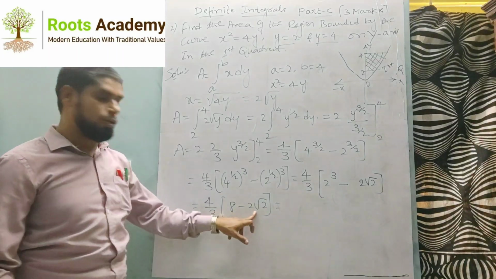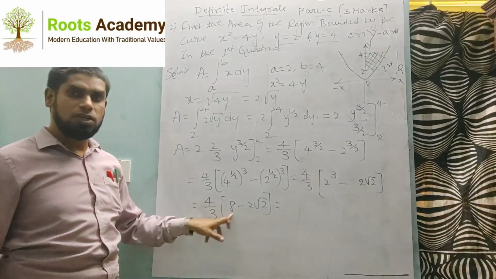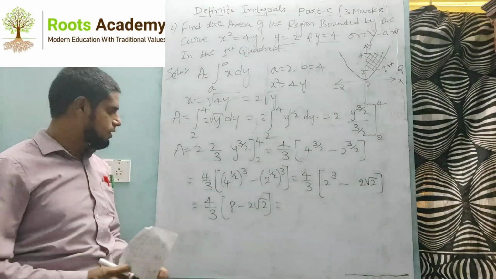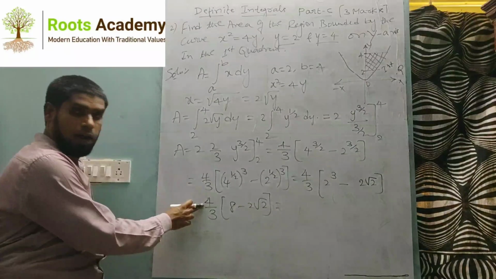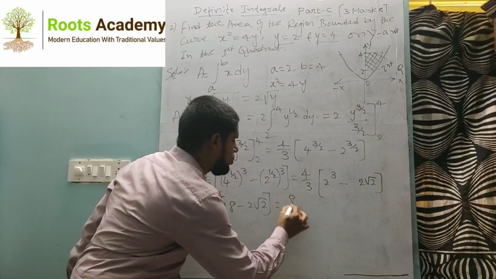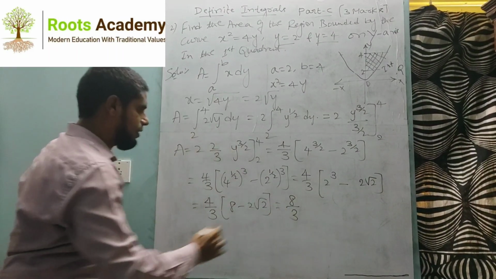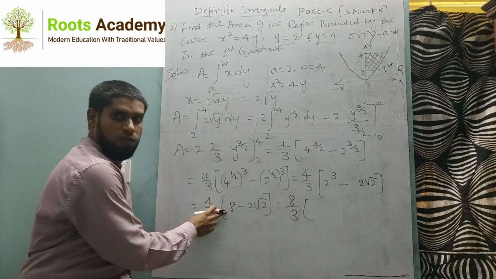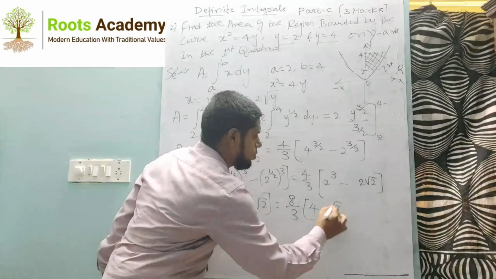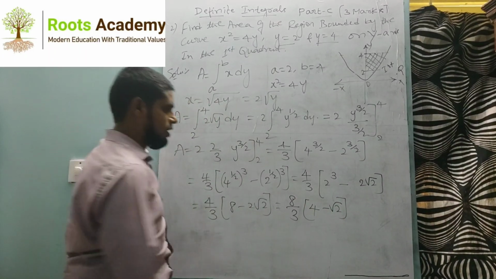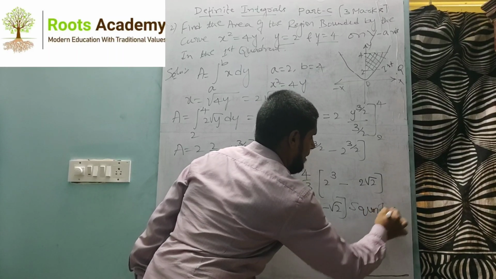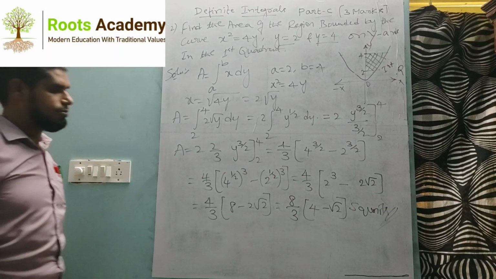Student, here 8 and 2, both are multiples of 2. 2 4 times, 2 1 times. We will try to take 2 common, that is 2 outside the bracket. Then already 4 exists, so if I am taking 2 outside, it becomes 4 2 the 8, 8 by 3. So here I remove 2 from this, so the left out part is 4 minus root 2. This is the answer, square unit. Yes, this is the final answer.